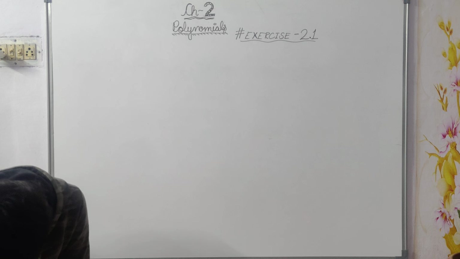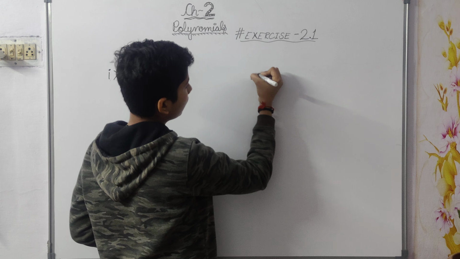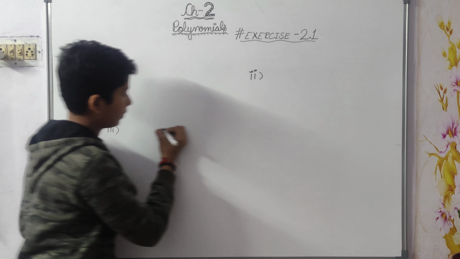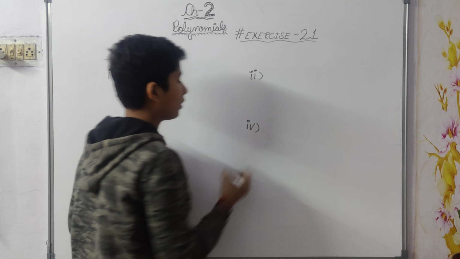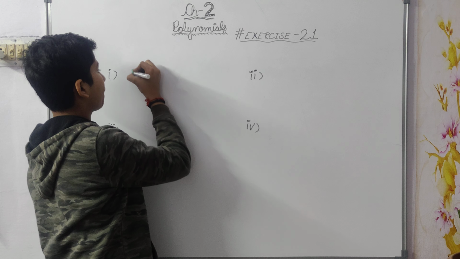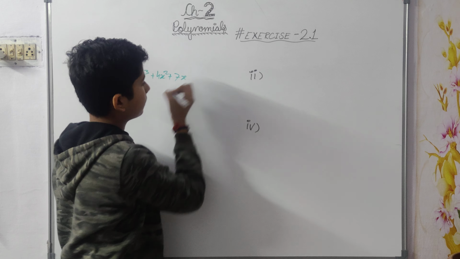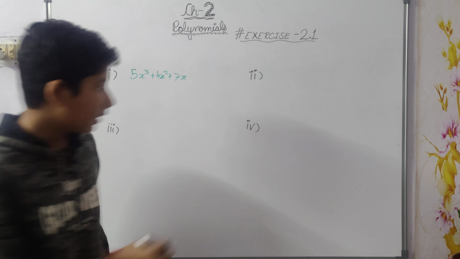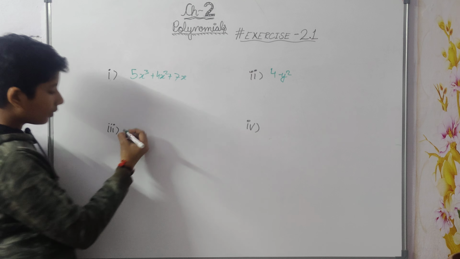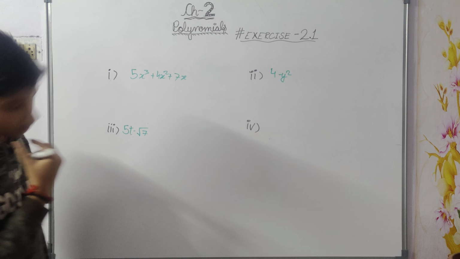Now fourth question. Degree of each of the polynomials. First one, 5x cube plus 4x square plus 7x. Second one, 4 minus y square. Third one, 5t minus root 7. And fourth one, 3.